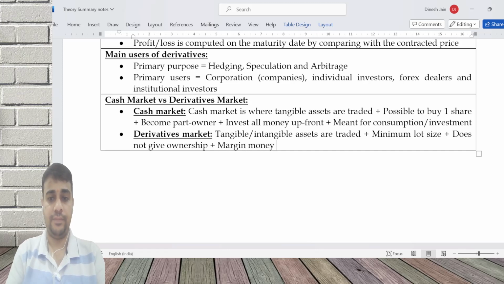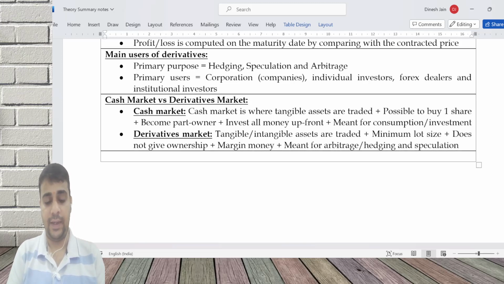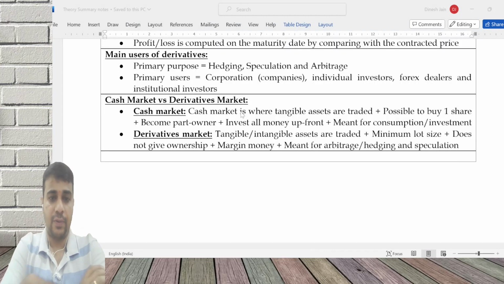Margin money. Meant for arbitrage, hedging, and speculation. I think these are the important points. We can keep writing anything else also, I'm just giving the important summary notes. Meant for arbitrage, hedging, and speculation.